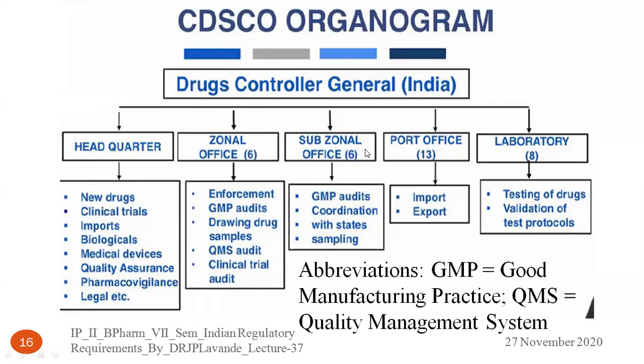Then you can see there are sub-zonal offices. The sub-zonal offices are responsible for the GMP audits. These are responsible for the process of coordination with the different states. These will also go for drawing these samples, and these samples are going to be sent to the laboratories for the process of testing. You can see there are 13 port offices, and these port offices are responsible for the process and the functionings of the import and export of the drugs, cosmetics, and the medical devices.